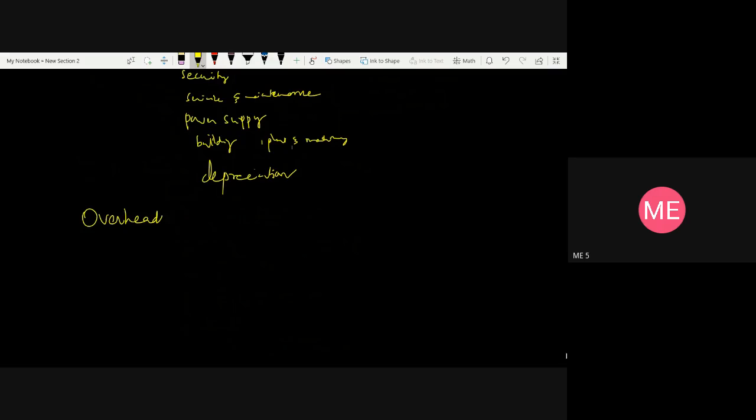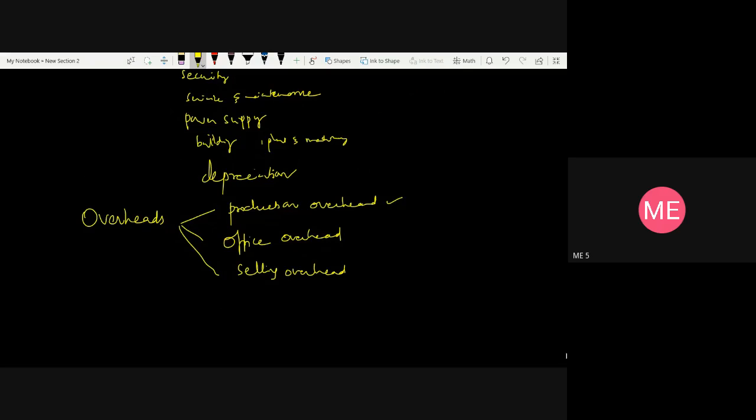So once again, these overheads are divided into production overhead, office overhead, and selling overhead. This overheads we can divide into three types: production overhead, office overhead, and selling overhead.